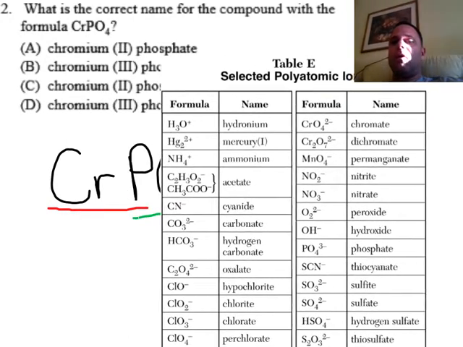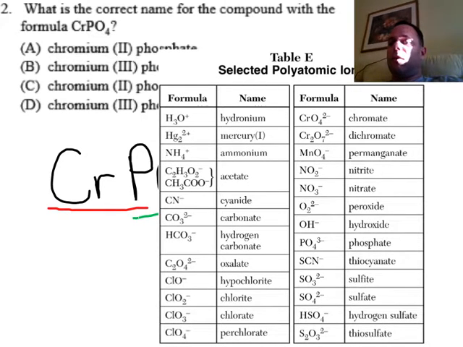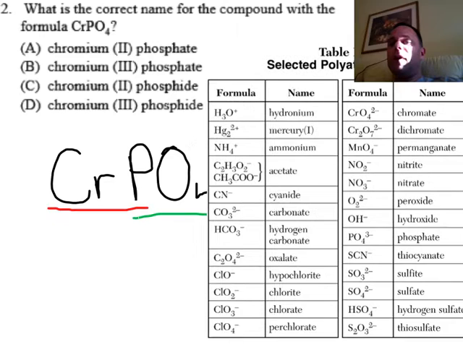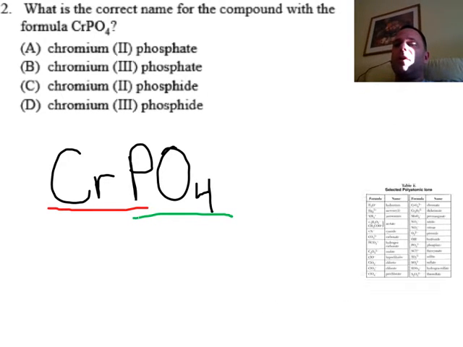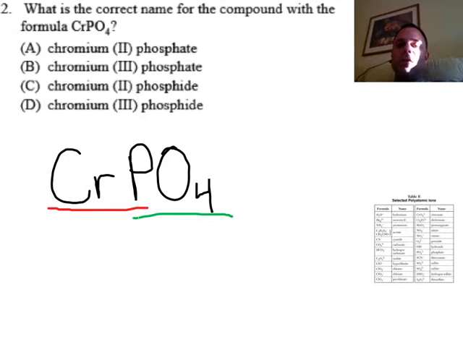If we take a look at our Table E, our selected polyatomic ions, and we were to look for CrP, look as long as you want, you will not find it. But what we will find is PO4. And there it is. Now, I also want to take note of this 3 minus, because part of the question will require it. So I'm just going to write it down here. 3 minus. Alright, so we are looking for phosphate.